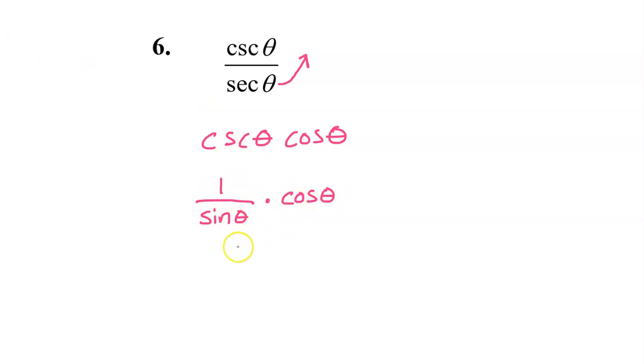But of course, if we put these together, it's just cosine theta over sine theta, which is cotangent theta.